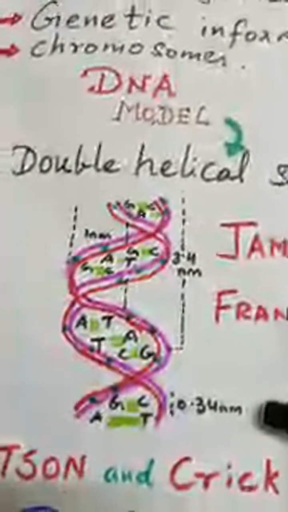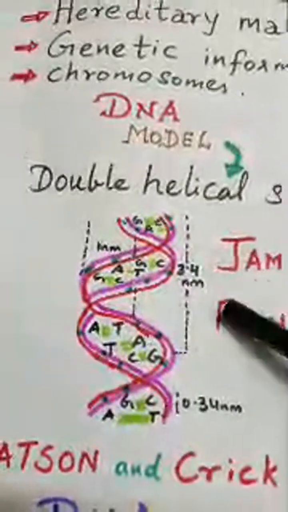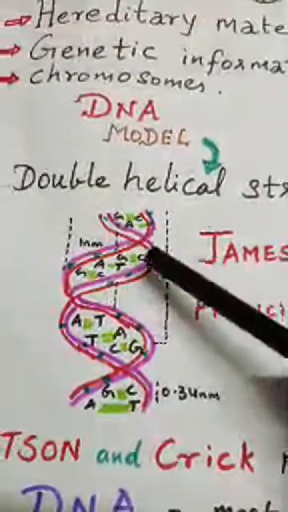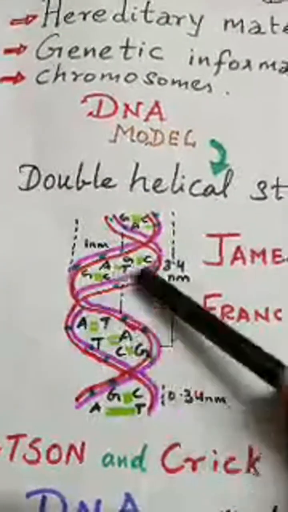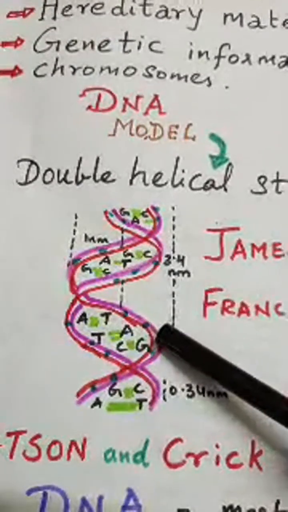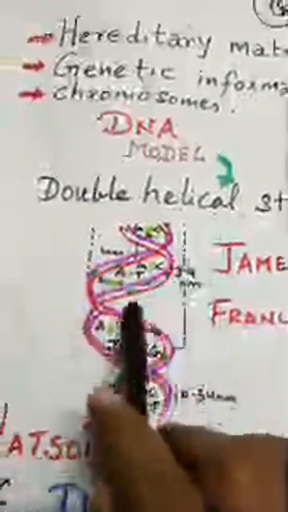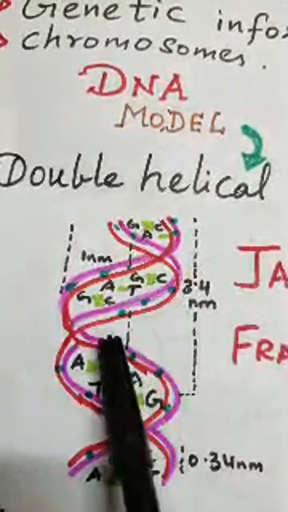nm. Is that clear? And also Watson and Crick said during their discovery that one complete turn of a DNA molecule will have 10 base pairs. So in this one turn, there will be 10 base pairs. Base pairs means these purine and pyrimidine base pairs. Understood?